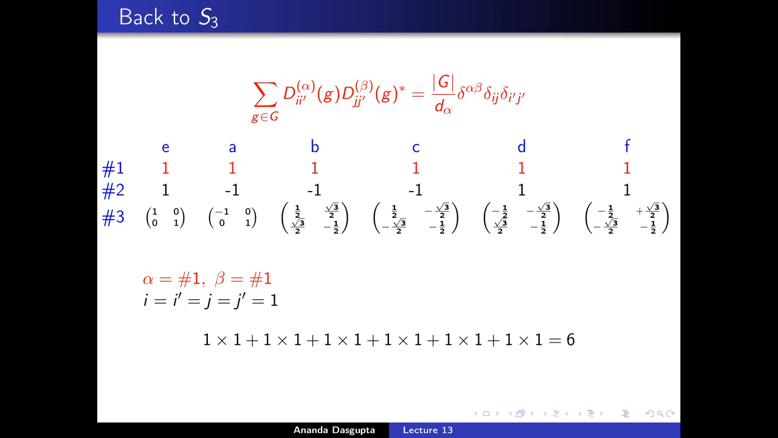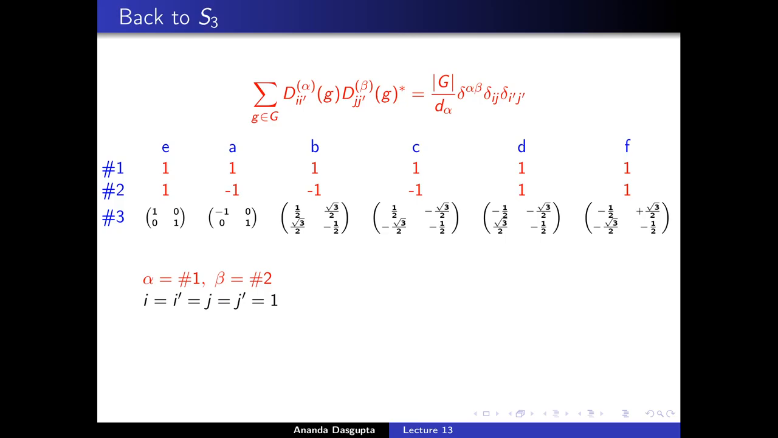So to see a slightly less trivial result, let's make a different choice. Let's now choose our first representation, alpha, as the representation number 1, and let's choose for beta representation number 2. Again, because both of these representations are one-dimensional, the only possible choice you have for i, i prime, j, j prime is 1. They all have to take the value 1. And now what you're saying is you have to multiply the elements of the top row, the ones marked in red here, by the elements in the lower row, which are also marked in red, and add together.